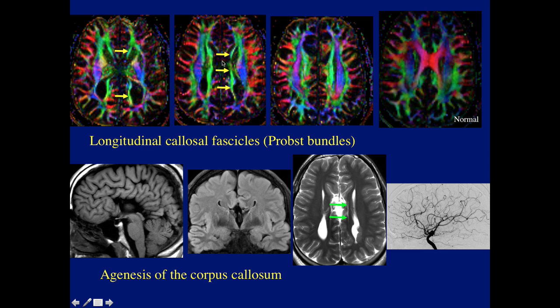Remember, when there's complete agenesis of the corpus callosum, we get these Probst bundles, the fibers traveling from front to back and back to front, trying to cross over any way they can. Some of them will end up in the anterior commissure or in the commissure of the hippocampus. So these are the Probst bundles, again in green because of the anteroposterior or posteroanterior direction.